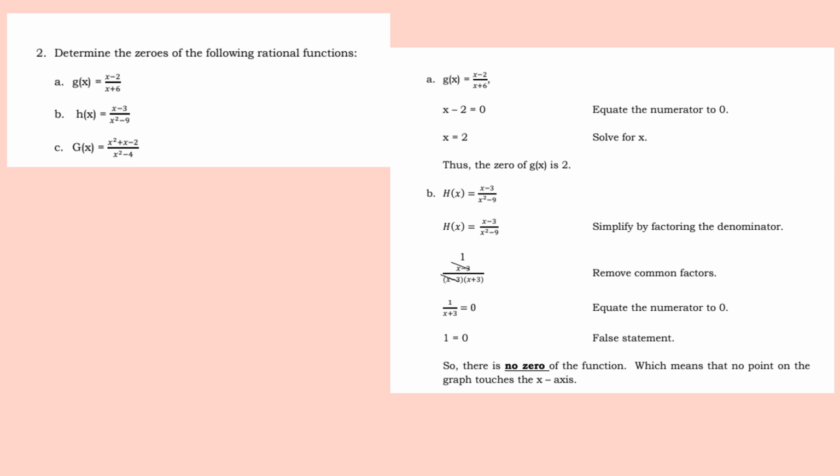Next is the zeros of the given A, B, C. Ano ang zeros ng given sa A, given sa B, and given sa C? So, unahin muna natin yung nasa A. Kapag hinahanap ang zeros class, kailangan sa numerator ka lang titingin. Okay? So, here in letter A, dahil ang ating numerator is x minus 2, kinuha natin yon, in-equate sa 0, and then we are going to solve for x, by additive inverse, this will become x is equal to 2.